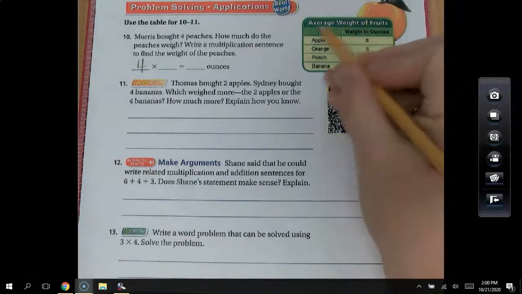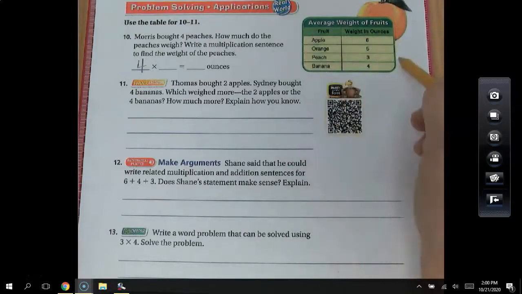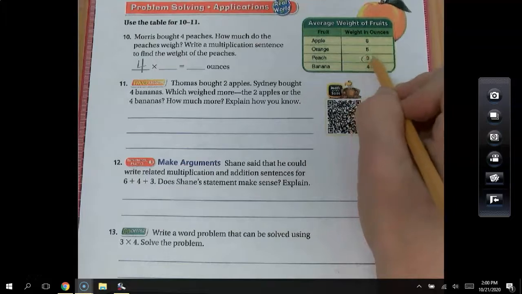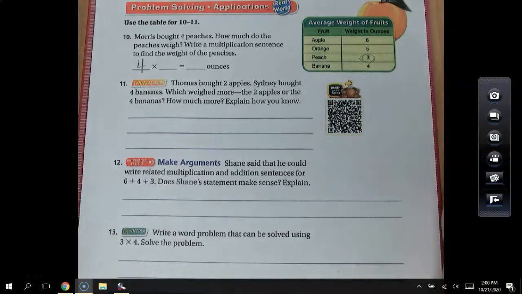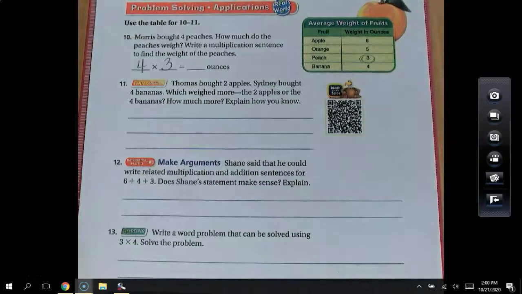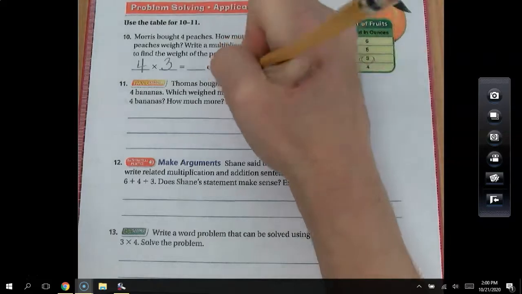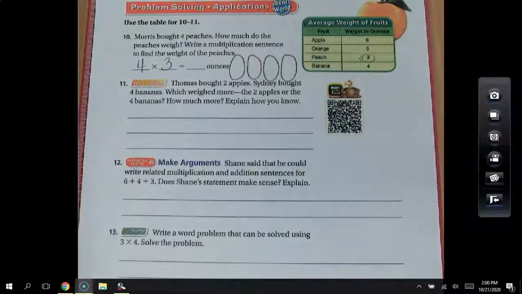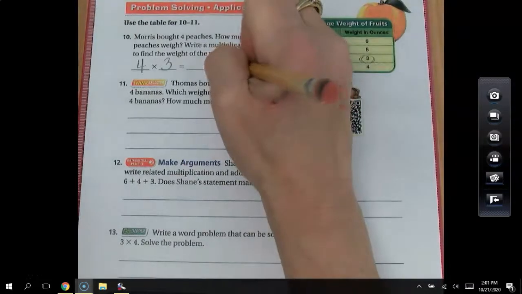So let's come over here to our frequency table, and let's find peach. Here's peach, and here is the number in ounces. Well, how many ounces does each peach weigh? 3. So we want to do 4 times 3. Well, how can we solve that problem? Let's draw it out. We have 4 groups for our 4 peaches. So go ahead and draw your 4 peaches. And we know that each one weighs 3 ounces. 1, 2, 3.